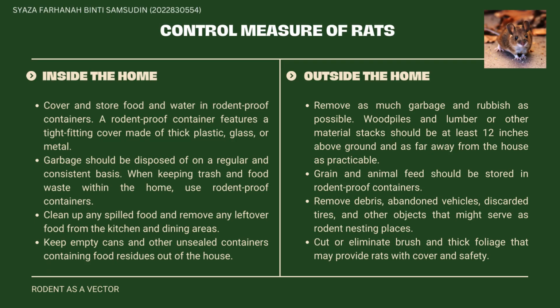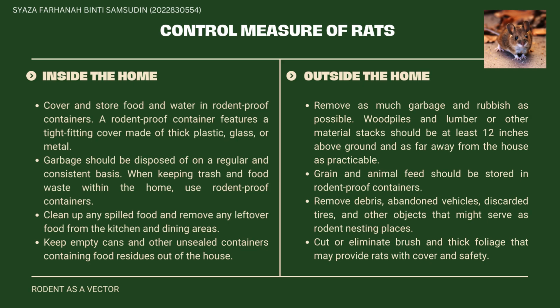Rats love to live in these two places. The first one is inside the home and the other one is outside the home. For inside the home, make sure to always cover and store food and water in rodent-proof containers. Garbage should be disposed of on a regular and consistent basis. Next, always clean up any spilled food and remove any leftover food from the kitchen and dining areas, and keep empty cans and other unsealed containers containing food residues out of the house.